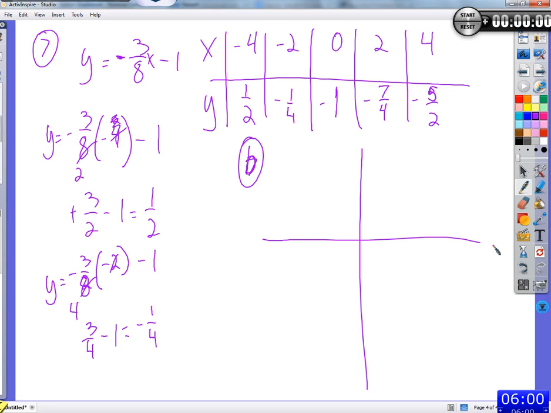Y. Y is the rise over run? Like x over y, say negative 4 over 2 1, or the opposite way actually. So like 1/2 over negative 4, and then your rise over 1. No. Can we look at the equation and get the rise over the run?